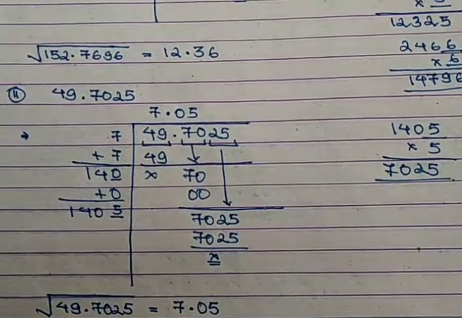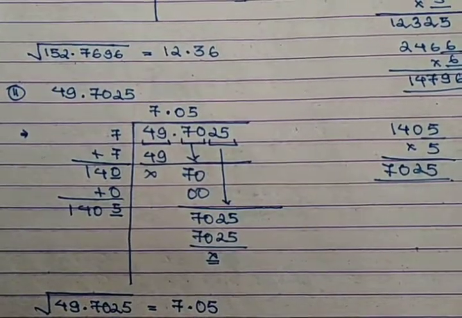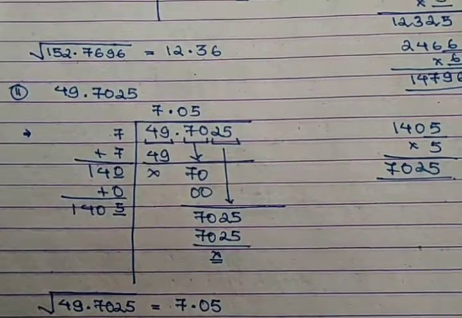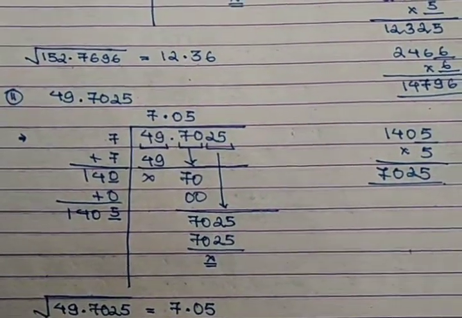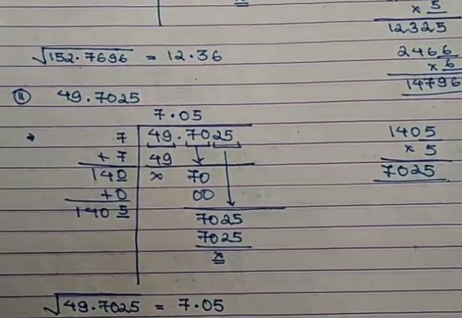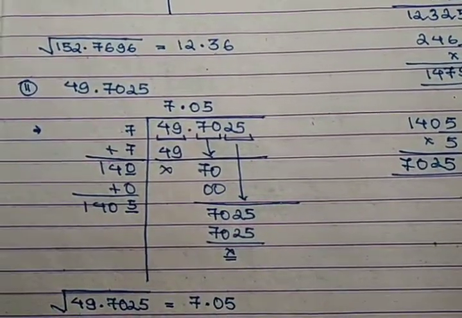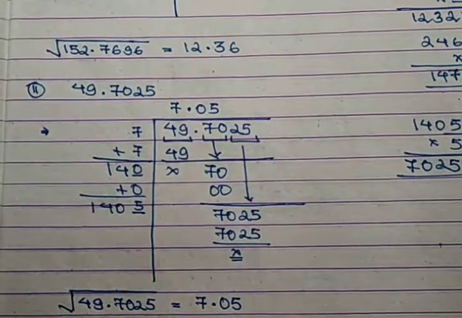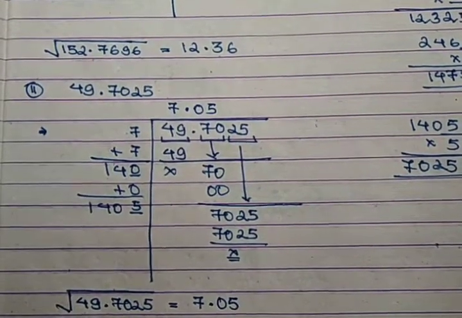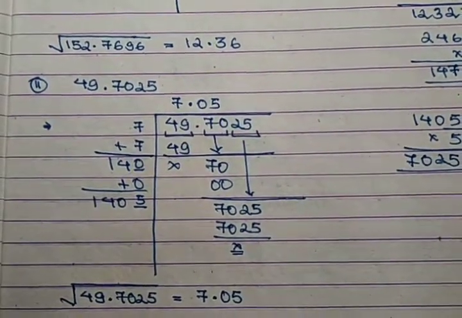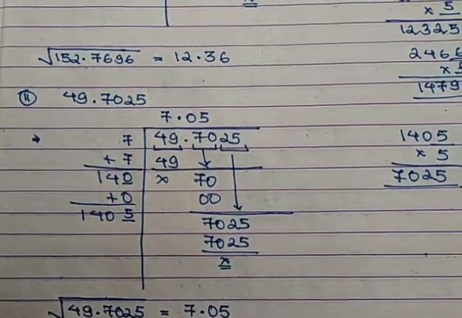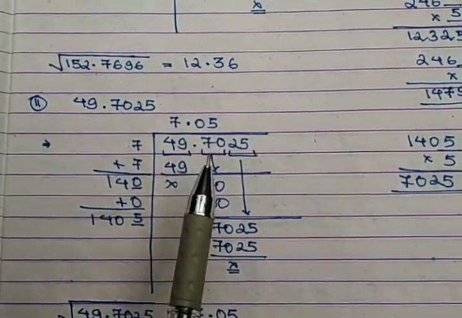I believe that you have already done the division method in your previous video, so I'm not going into the full details. And if you figure out how to understand the topic, then let me know. Again, I'll do the basic part of the division method. So again, the same thing in here. We have the number 49.7025.